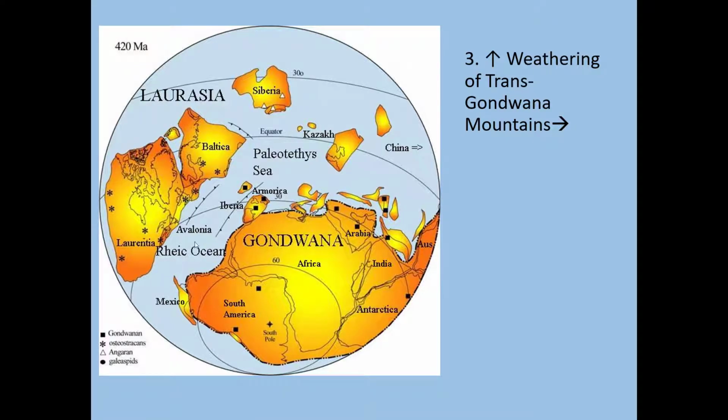North America, we can see over here, is part of Laurentia, and it is connected with parts of Baltica here in a chunk of land that geologists refer to as Laurasia.